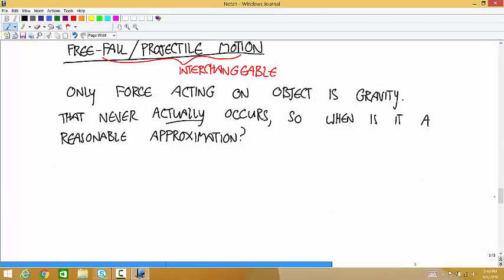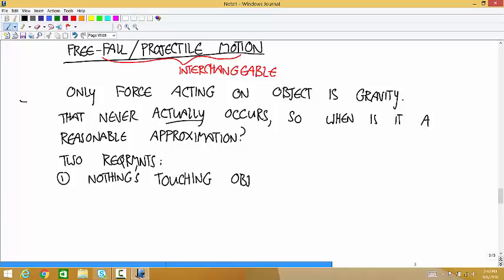So there's two things that matter, two requirements for using this approximation. The first one is that nothing's touching the boundary of the object. For example, this pen, we know we're not going to treat it like it's in free fall because it's sitting on the table. The table's touching it. So that's easy. And then the second thing is the force of air resistance is small compared to the force of gravity.